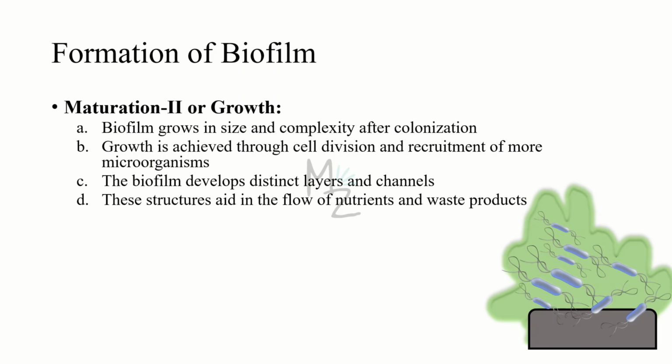The fourth stage is maturation 2, or growth. Biofilm grows in size and complexity after colonization. Growth is achieved through cell division and recruitment of more microorganisms. The biofilm develops distinct layers and channels. These structures aid in the flow of nutrients and waste products.